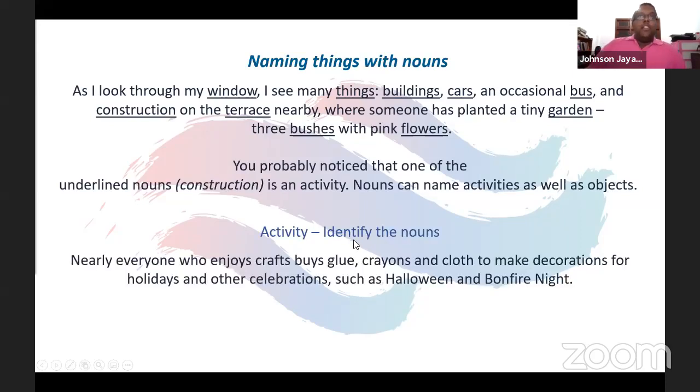Right, activity. Identify the nouns. Here again, I'll give you 2 minutes. Can you quickly identify the nouns? Once you have identified the nouns, please put your thumbs up.